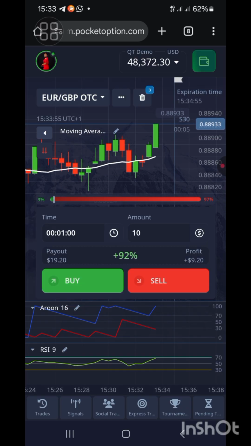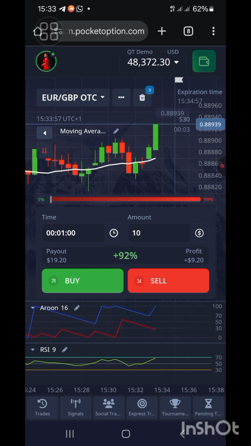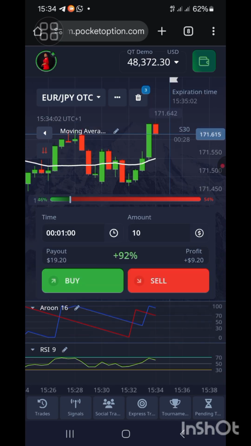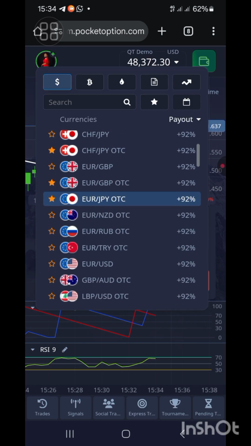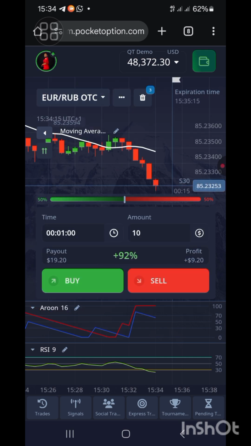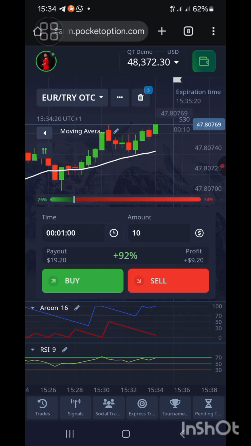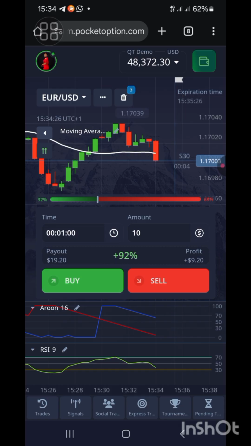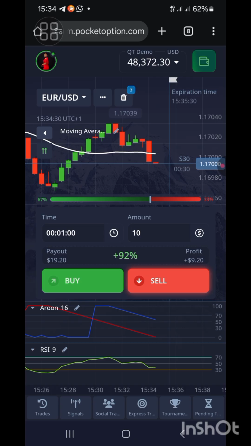We have missed this one. Okay, Arun did not cross, so no. Okay, we have missed this one, so we will not take it. Ooh, we have missed this one. Okay, this is looking like a good one. The candle is just moving. Okay, let's go.